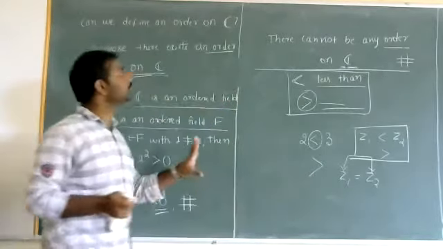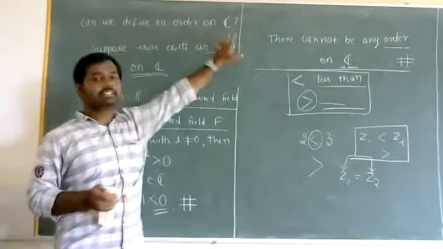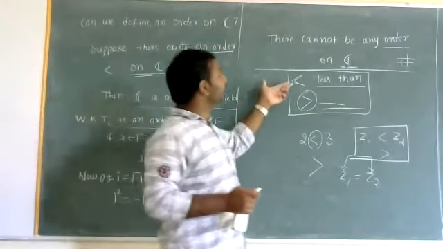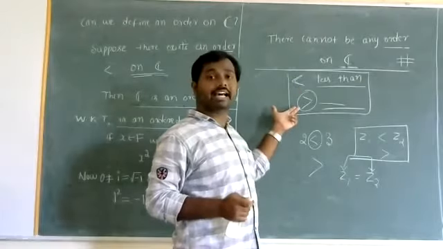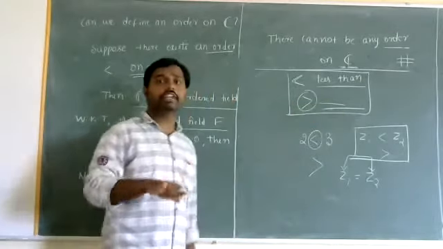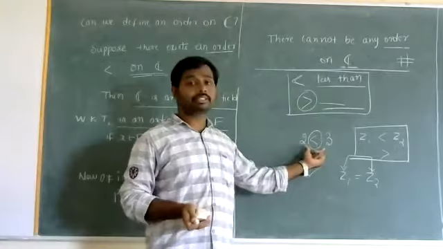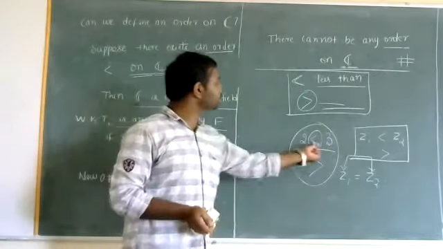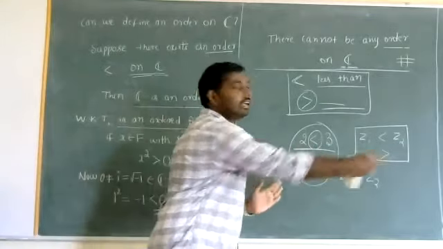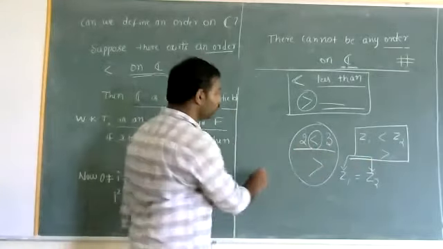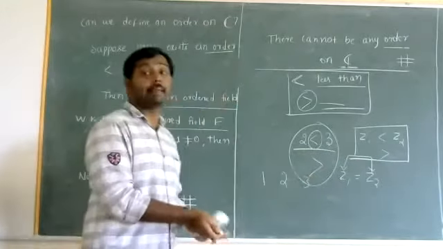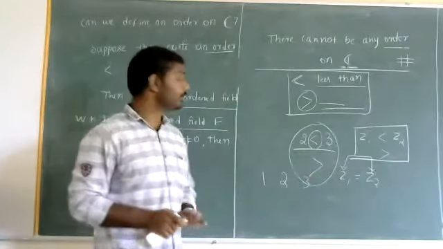So this is about order on C. There cannot be any order on C. Hence, in particular, the usual less than and greater than relations which we use on the set of all real numbers, on the set of all real numbers it is an order. Using this relation, we can place numbers in order. So 1 comes first, after that 2, after that 3, like this. We can place the numbers in an order.